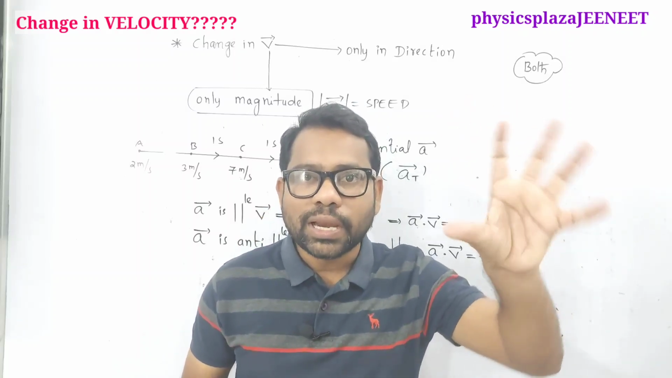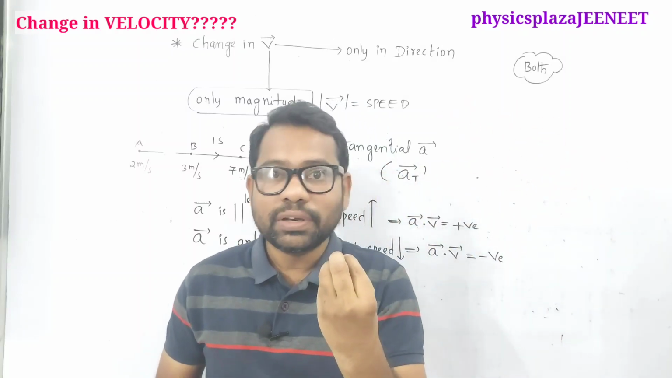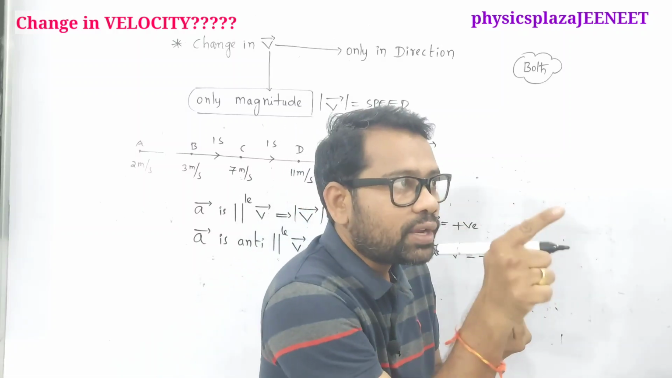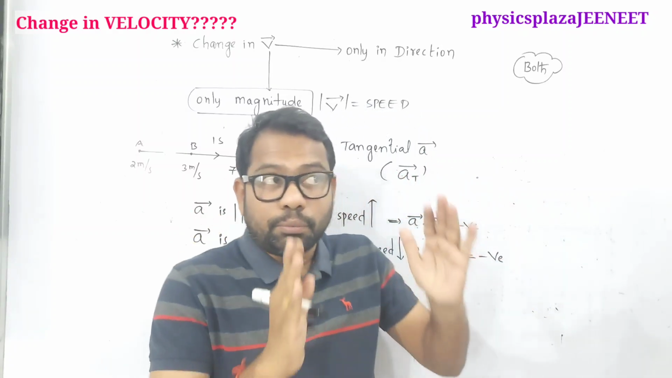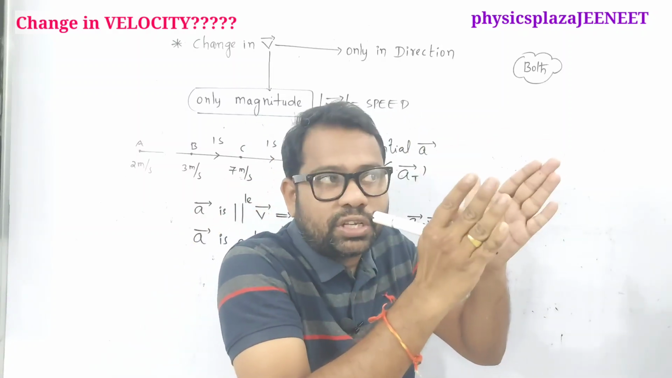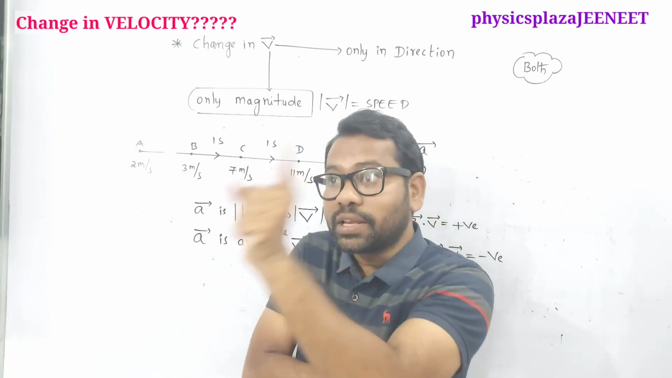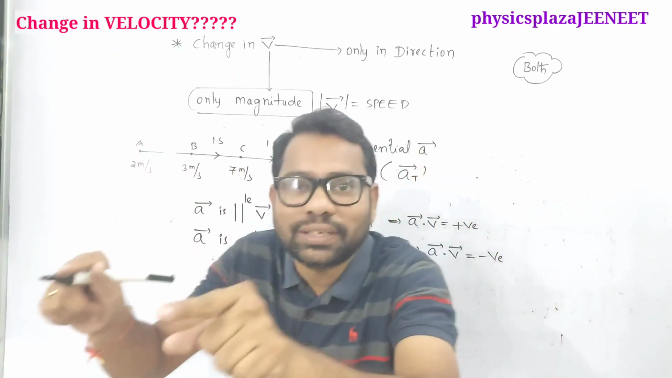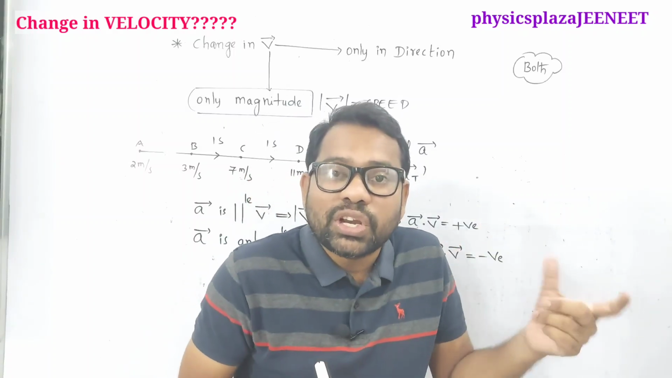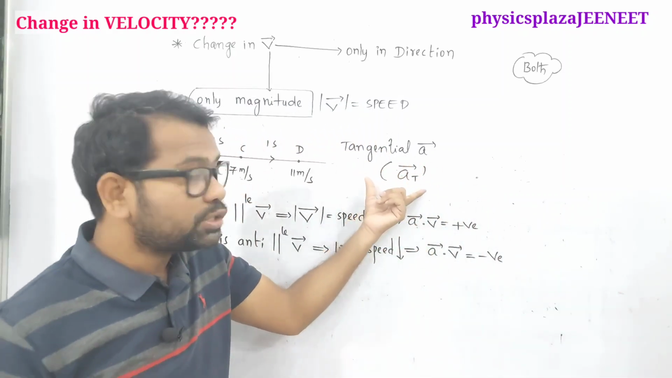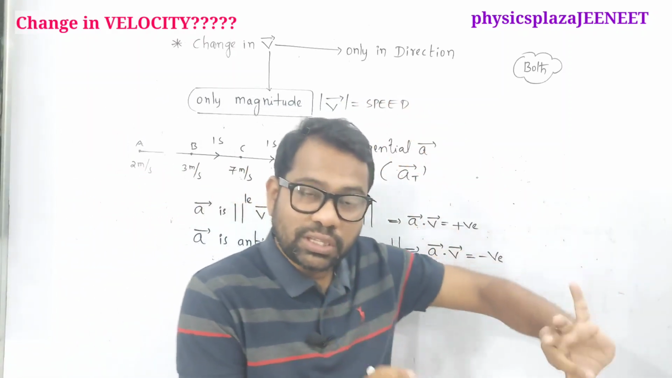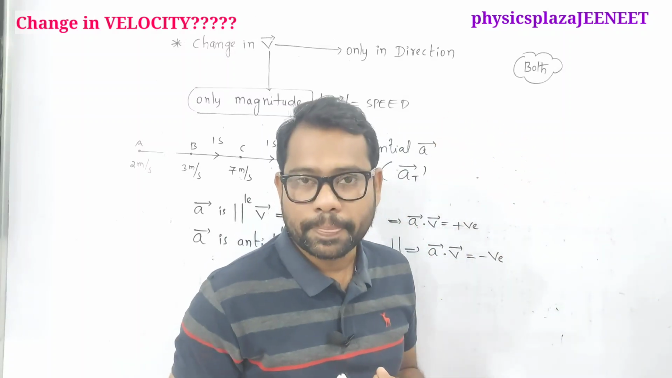So tangential acceleration comes into play. It will see whether the magnitude of the velocity is changing or the direction. If the direction of the velocity is changing, no, it won't come. If the magnitude of the velocity is changing, yes, it is my time to enter. So that is what tangential acceleration is. Tangential acceleration is produced only when there is a change in the magnitude of the velocity.